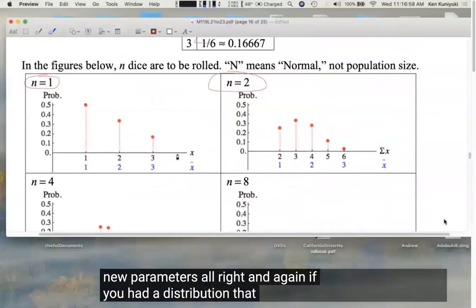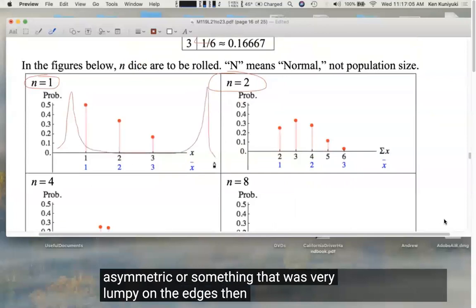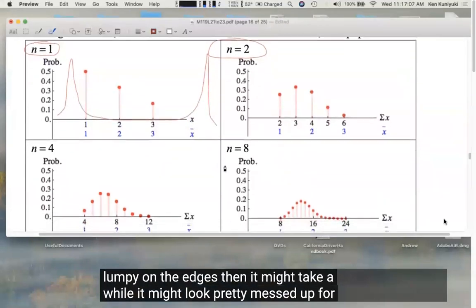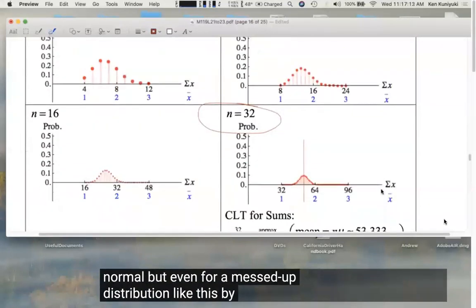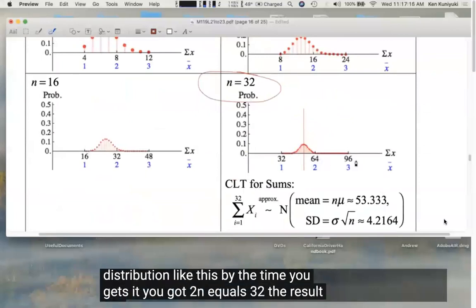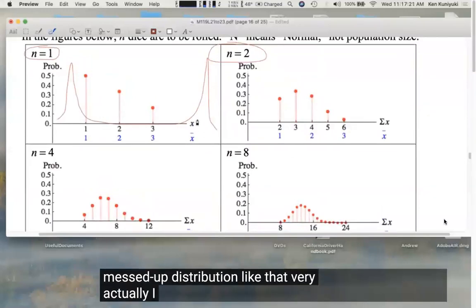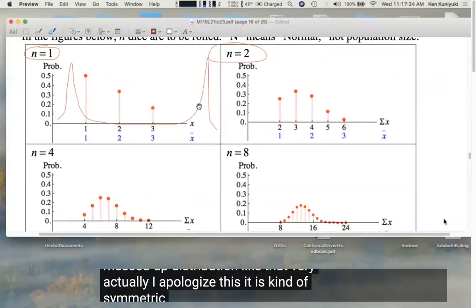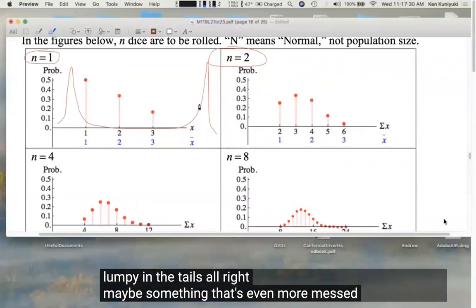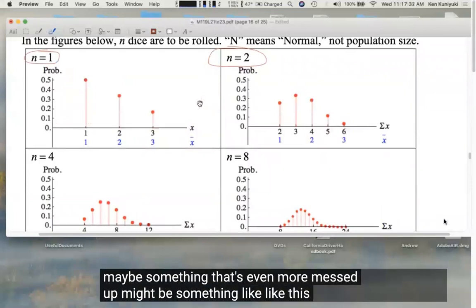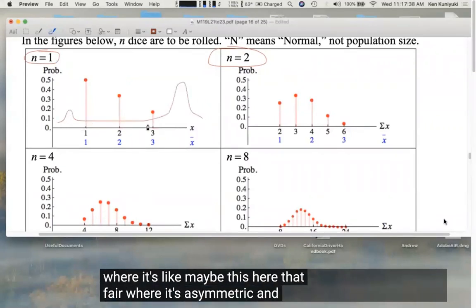And again, if you had a distribution that was very asymmetric or something that was very lumpy on the edges, then it might take a while. It might look pretty messed up for n equals 4, n equals 8, very far from normal. But even for a messed up distribution like this, by the time you got to n equals 32, the result will be fairly normal. Actually, I apologize. It is kind of symmetric, but the problem is it's very lumpy in the tails. Maybe something that's even more messed up might be something like this, where it's asymmetric and kind of lumpy tails.